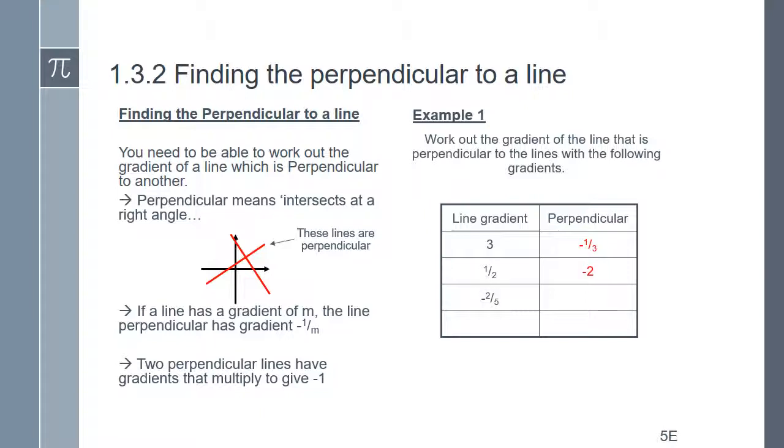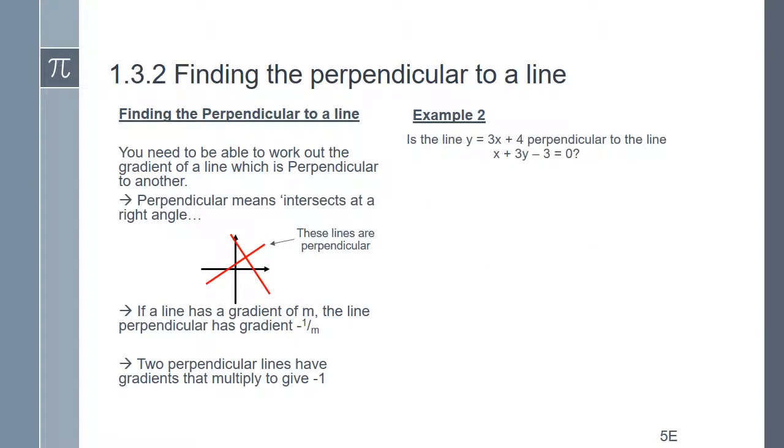So the line with gradient minus 2/5: minus the reciprocal. The reciprocal of minus 2/5 is minus 5 over 2, and it's minus that, so just 5 over 2. Minus the reciprocal: turn it upside down, change the sign, if you want it in more simple terms. So for 2x, the reciprocal is 1 over 2x, and change the sign, minus 1 over 2x. That's the gradient of the perpendicular line. So minus the reciprocal, or upside down with a different sign.